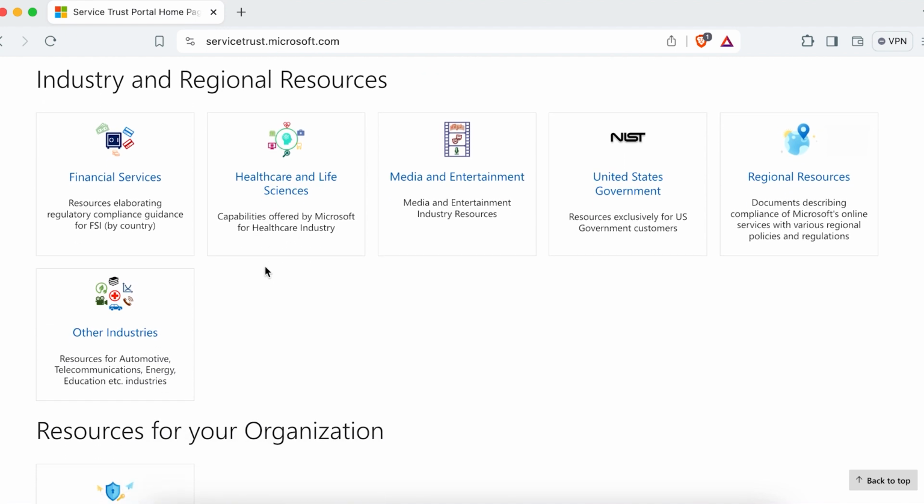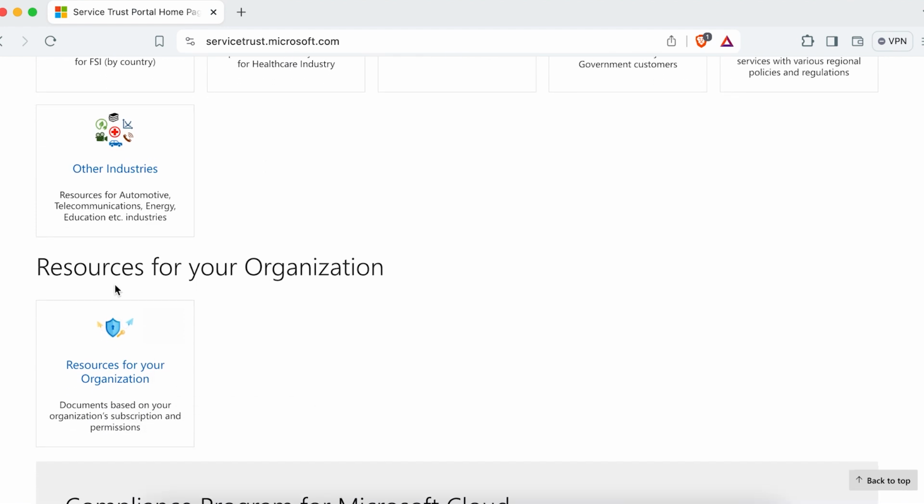Then finally, we have resources for your organization. This area provides practical tools and advice to help organizations protect their data, follow regulations, and manage security risk effectively in today's digital world.